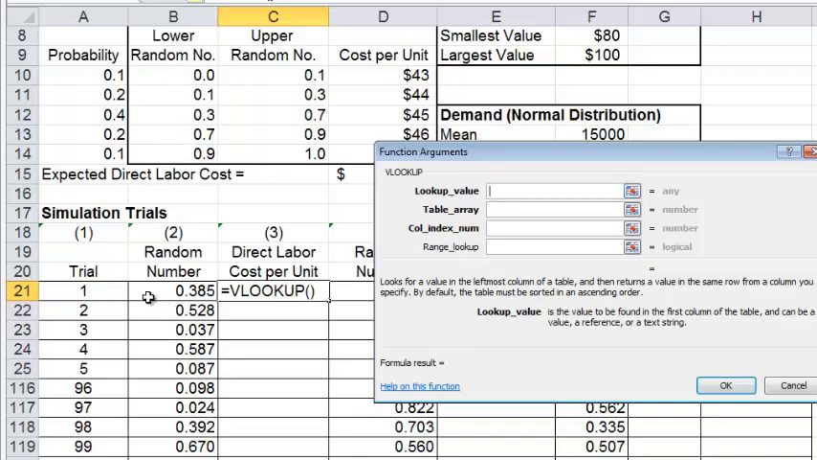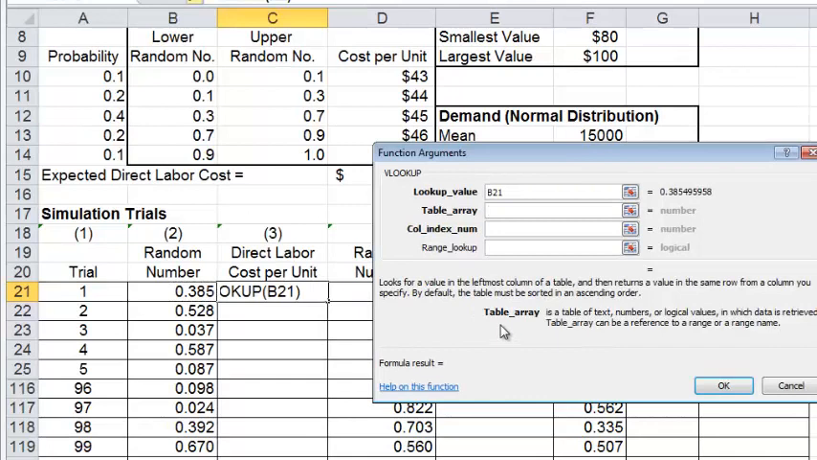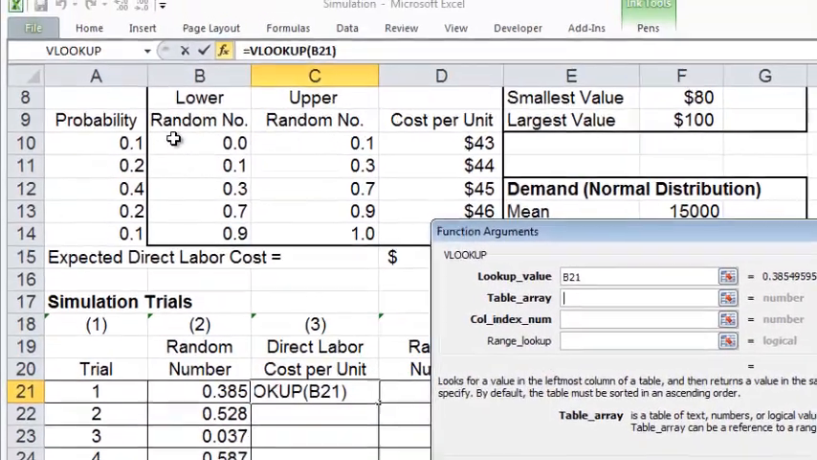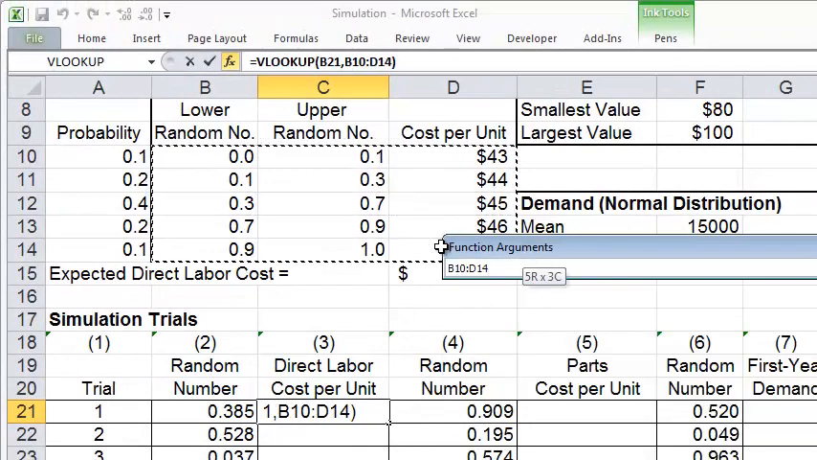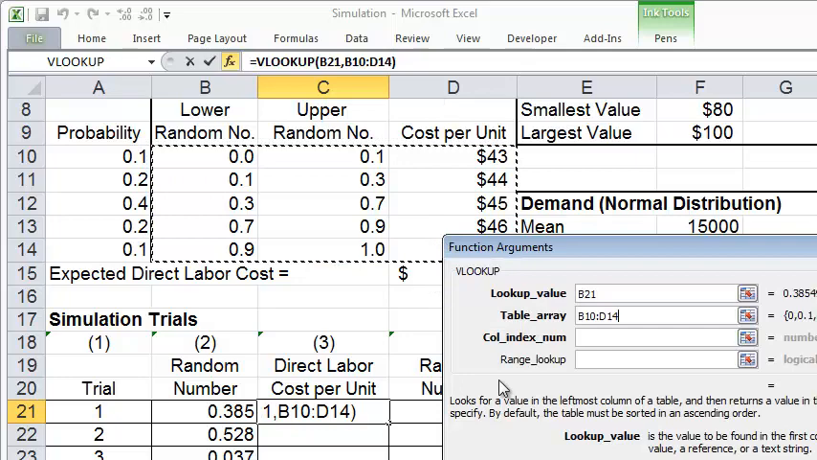So here we're going to click on the cell that has 0.385. Now the table array is a table that contains the values we want to look up and values we want to generate. So that would be starting with the lower random number column and ending with the cost per unit column.